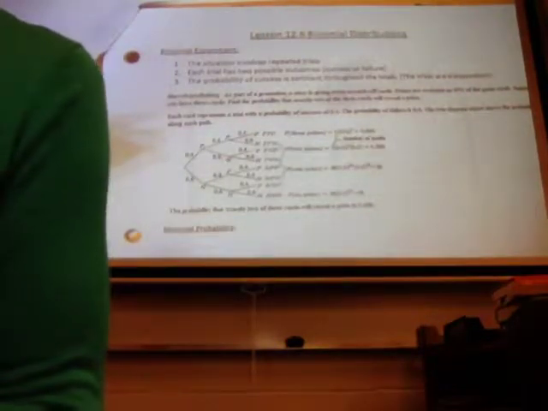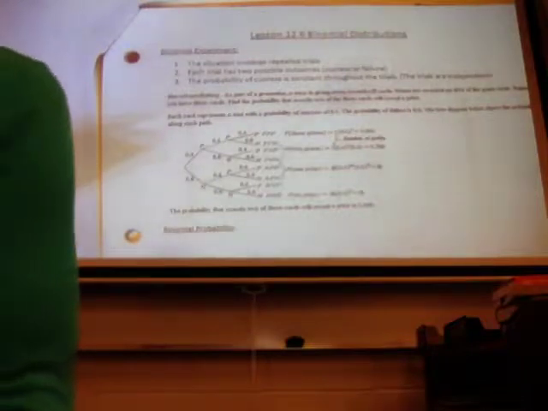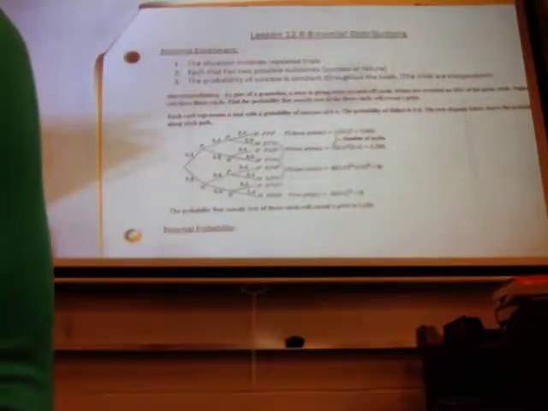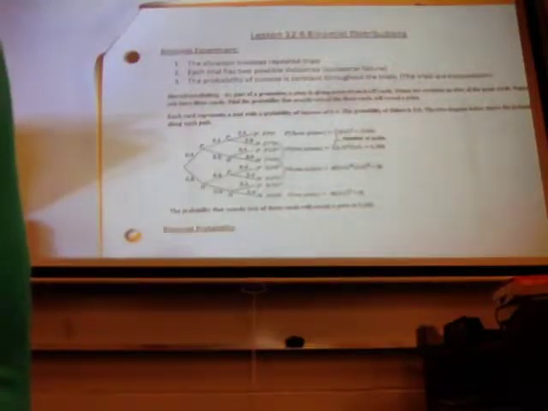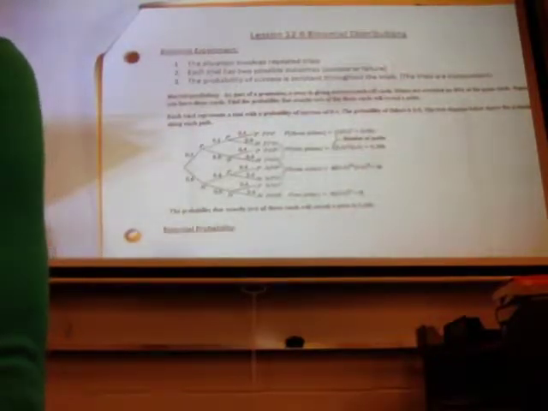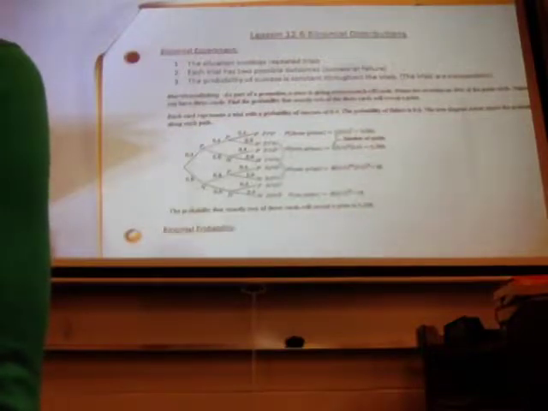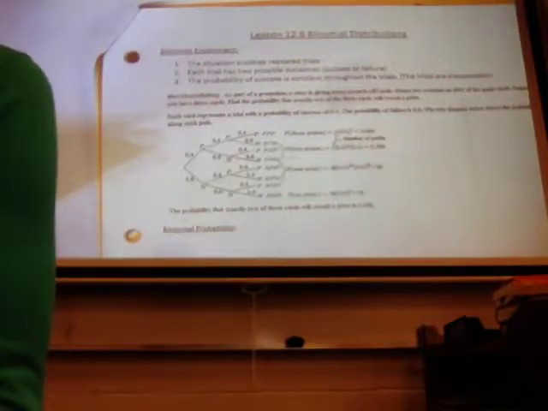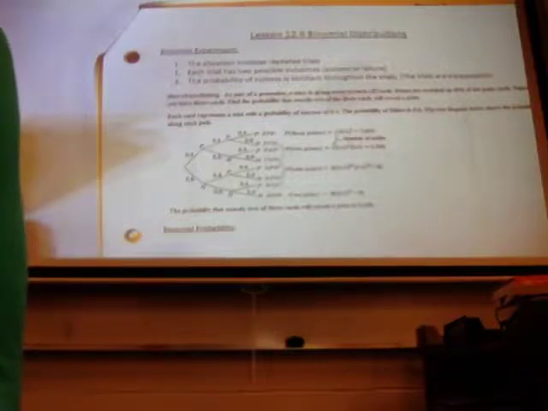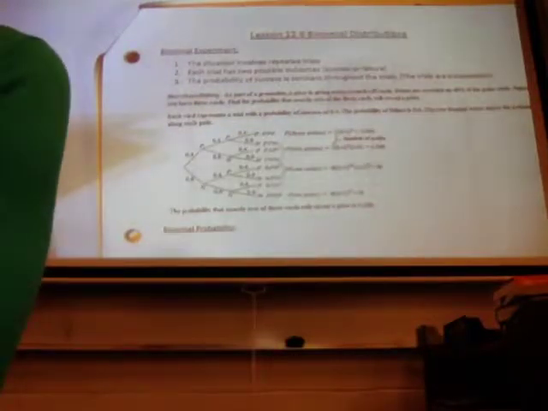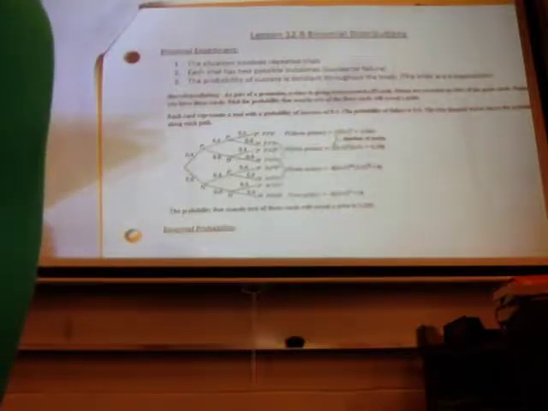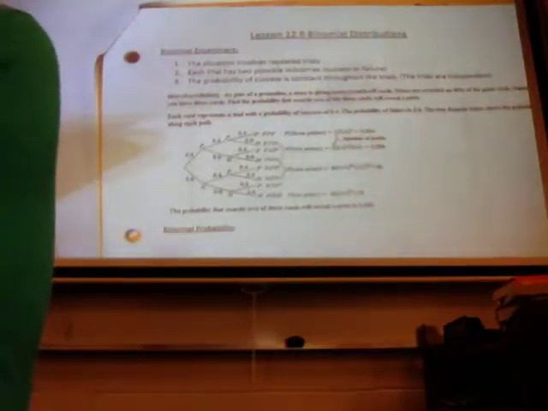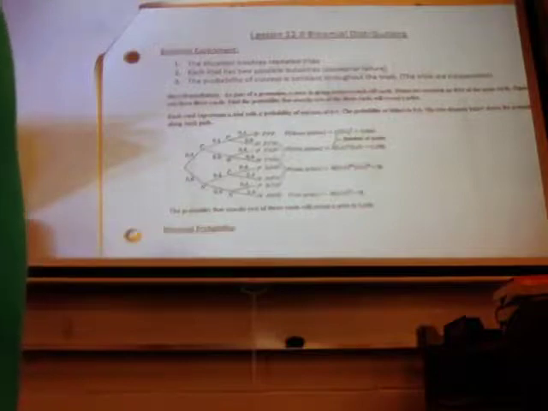It's when we're doing an experiment that involves repeated trials. Each trial has only two possible outcomes. Like it's either black or white, heads or tails, male or female, raining or not raining. It's true, it's false. We don't have a middle choice. Only two choices for it to happen. Success or failure is a big thing on this one. The probability of success is constant throughout the trial.